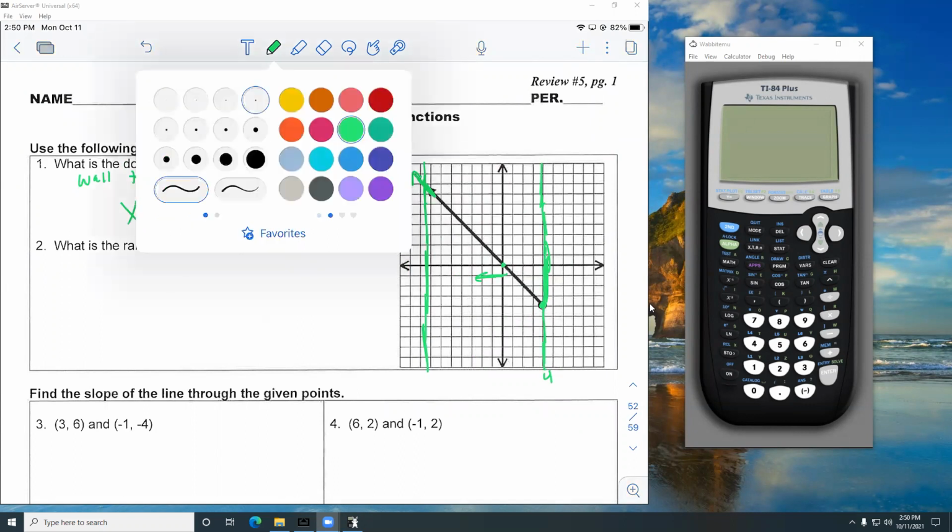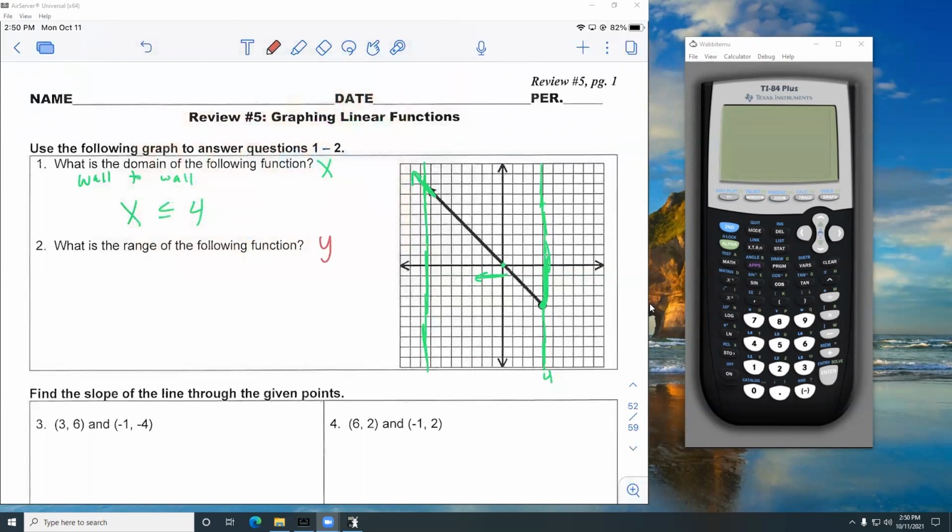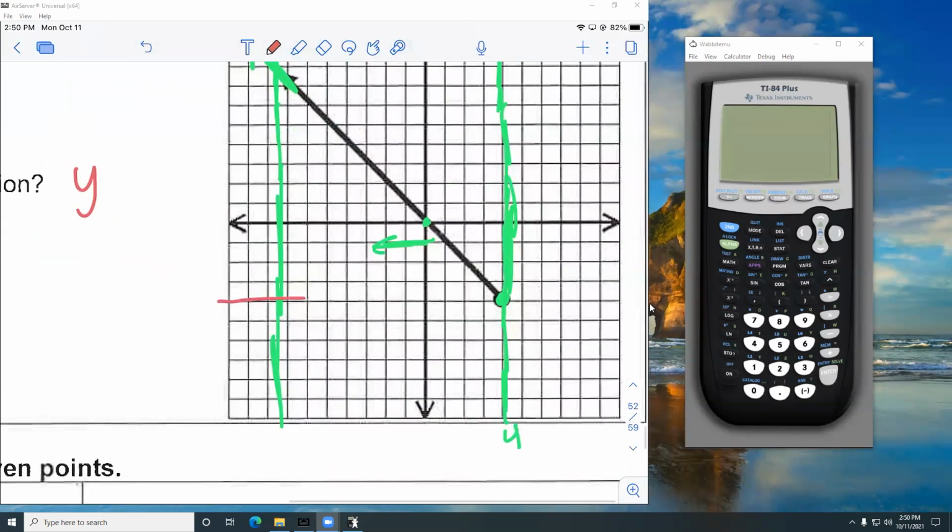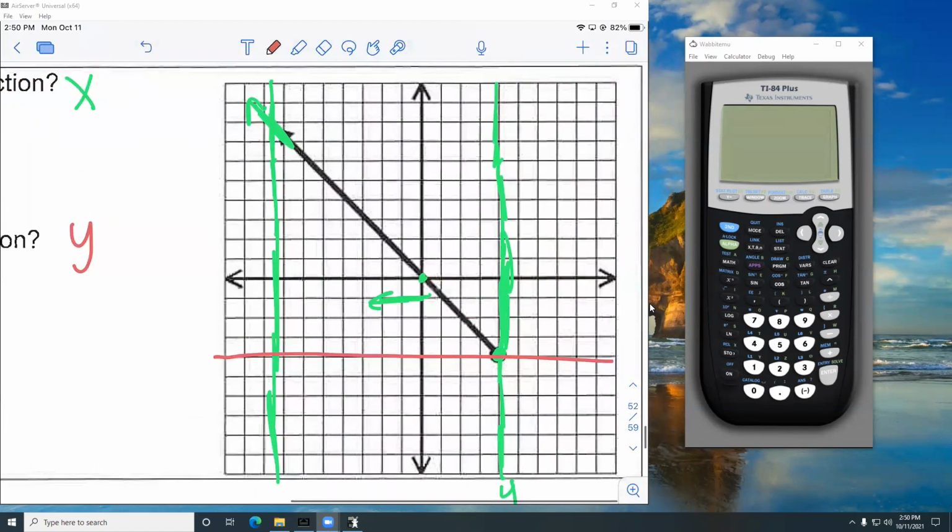All right, so then if I'm talking about range, I'm talking about the y values. Range is y, so I go floor to ceiling. I'm going to draw on my floor at the very bottom, and I'm going to draw on my ceiling at the top. Now, again, we've already discussed that there's an arrow. That arrow is going to break through my ceiling, so I'm just going to keep going up and up and up forever and ever and ever.